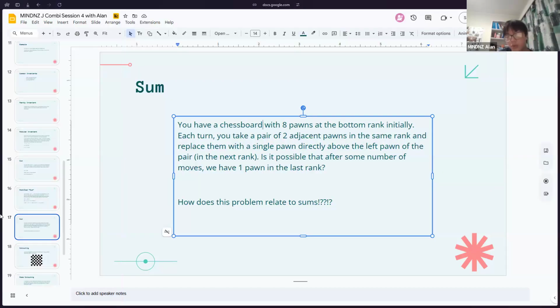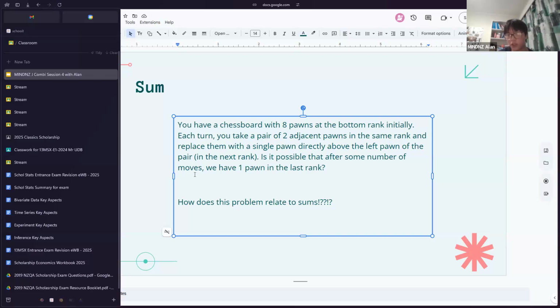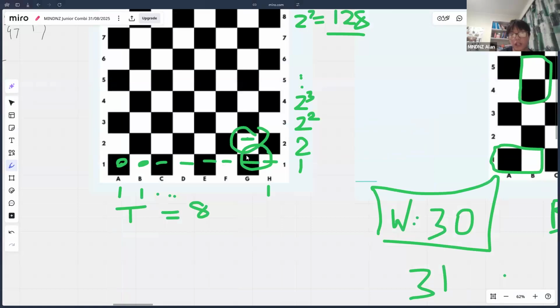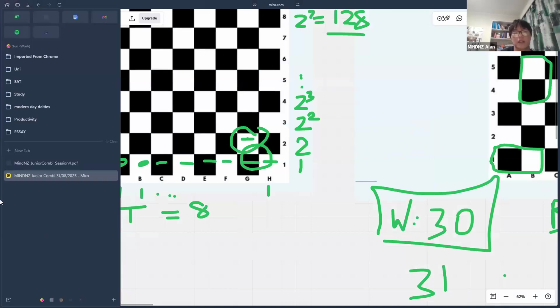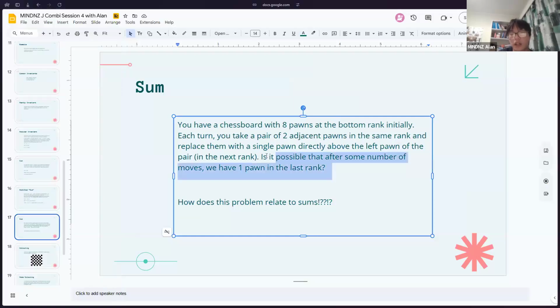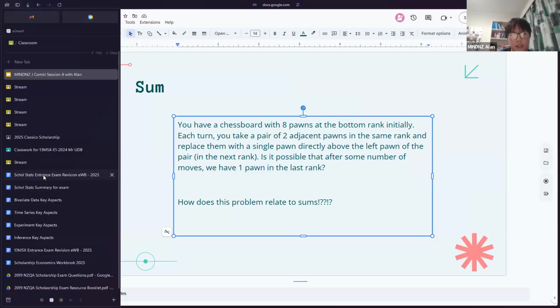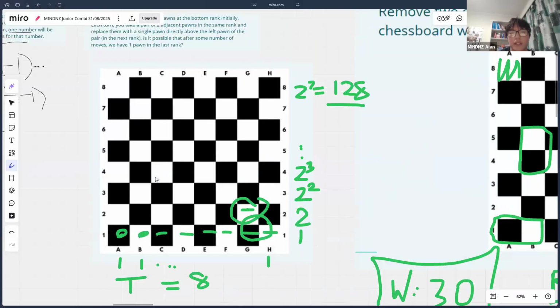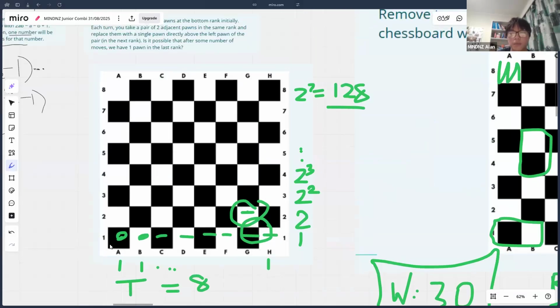Wait, I think the original problem said that we can replace it with 1 pawn above any of the 2, or like 1 pawn in any position, but it doesn't matter. And then we want to have 1 pawn in the last rank. So in this problem, we actually assign no actual values, right? We just have the number of pawns at the bottom. And this means that we have to assign some weights by ourselves.